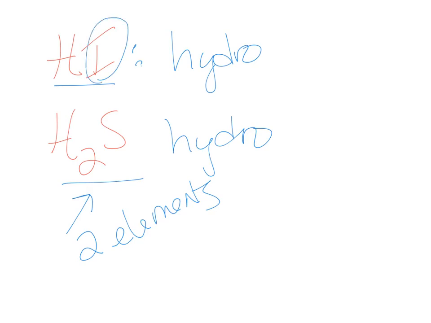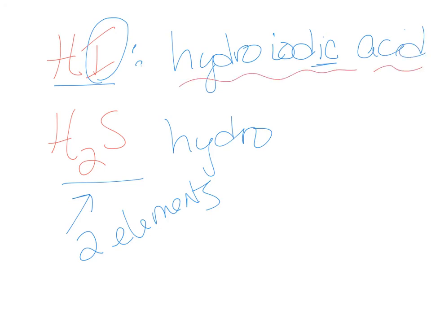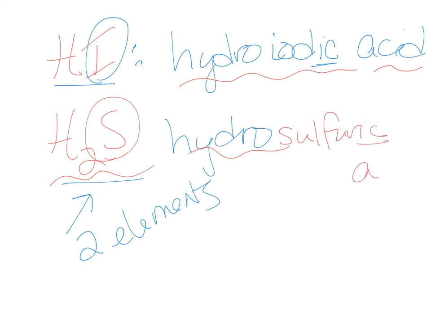So what is this element? It's iodine. But instead of writing iodine, we're going to write iodic, and then we're going to end it up with acid. So this is pronounced hydroiodic acid. H2S: we're going to start with hydro because it's binary. This is sulfur, but instead of saying sulfur, we're going to say sulfuric, and then acid. So the name of this is hydrosulfuric acid.